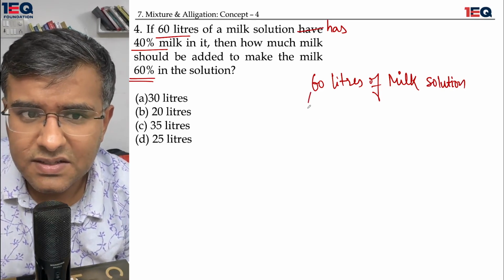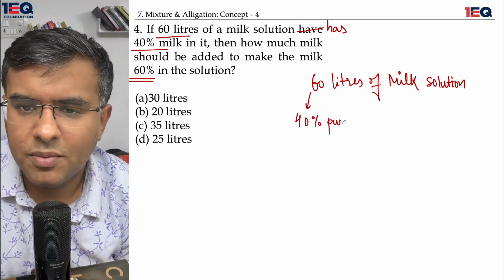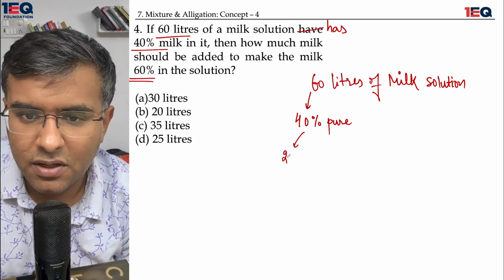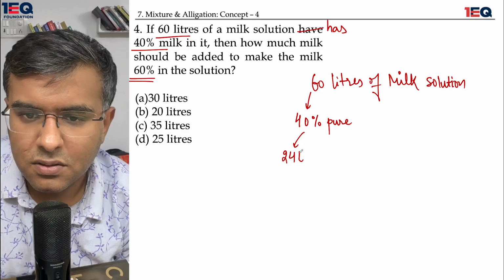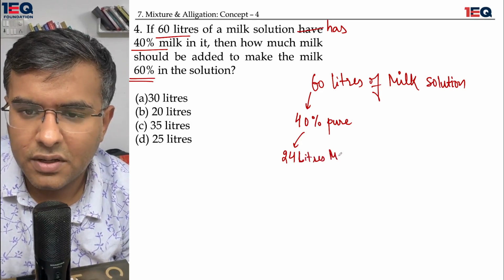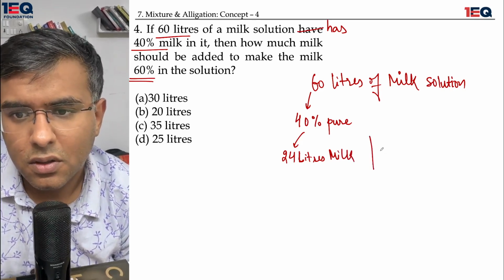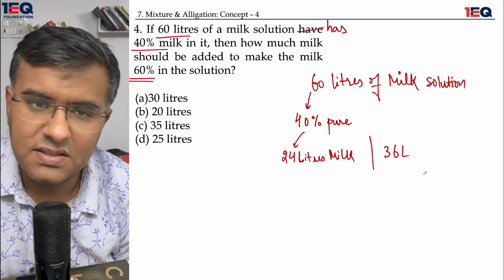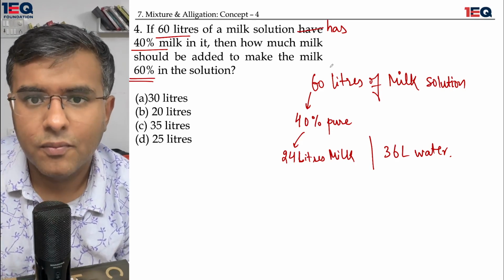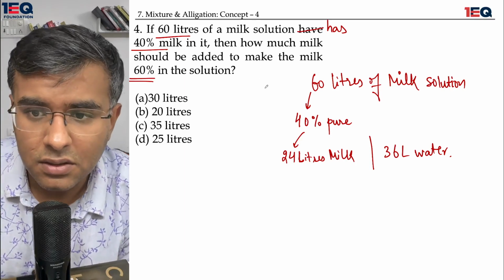So it says it is 40% pure, which also means that 40% of 60 is nothing but 24 liters milk, and how much water? Water is 36 liters. Cool enough. Then how much milk should be added to make the milk 60% in the solution?